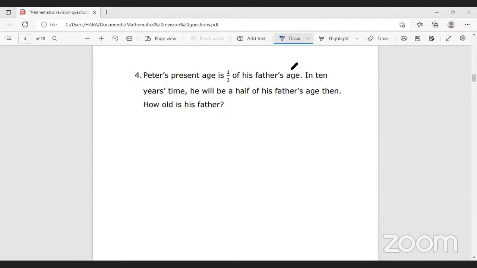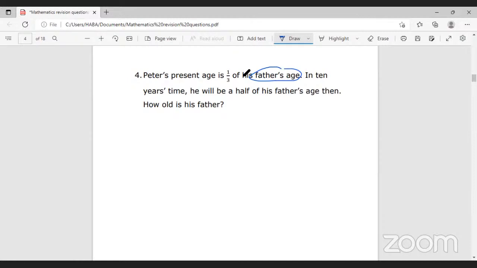So number 4, we have that Peter's present age is 1 over 3 of his father's age. In 10 years' time, he will be a half of his father's age. Then we're asking how old is the father? So what we are going to do, since we have the father's age, which we are not given, it's like our point of focus.